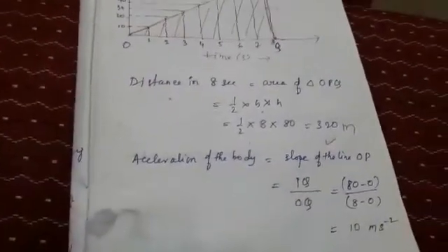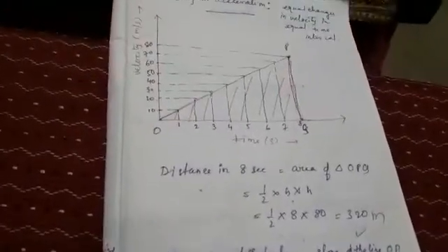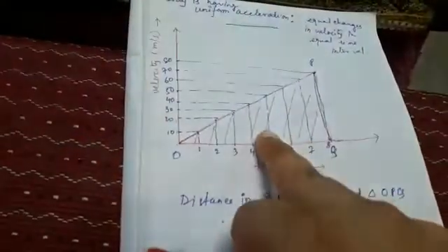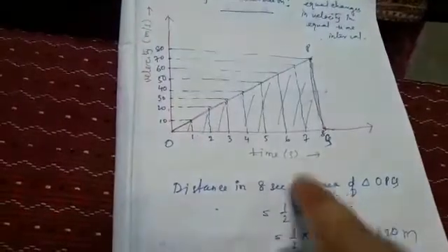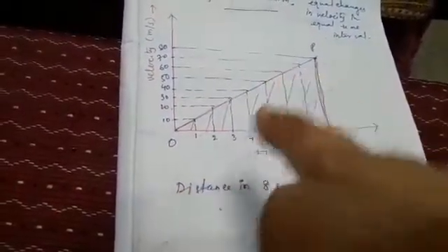Now next is acceleration of the body. Just now I told you in displacement time graph, the slope of this line will give you velocity, and in velocity time graph the slope of this line will give you acceleration, because acceleration is the rate of change of velocity with time.